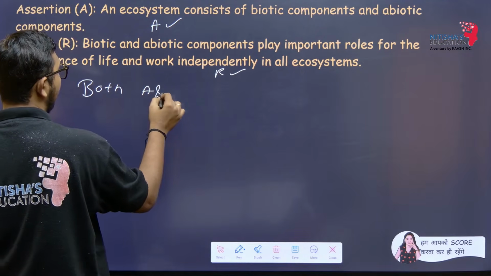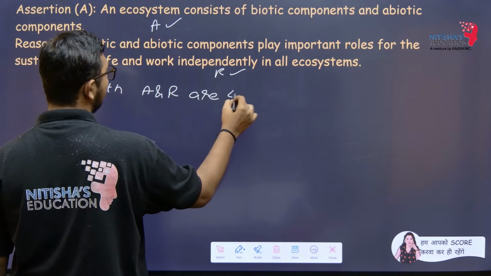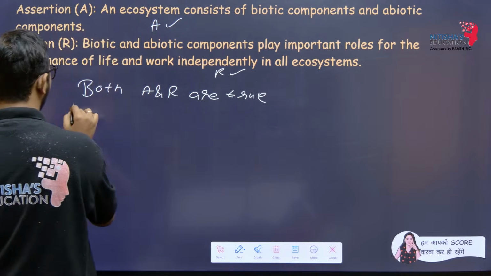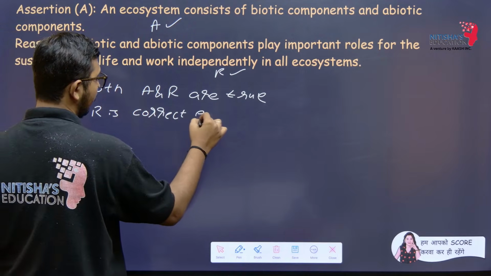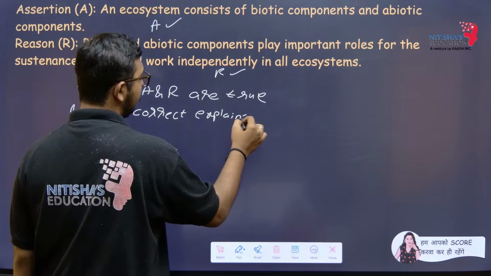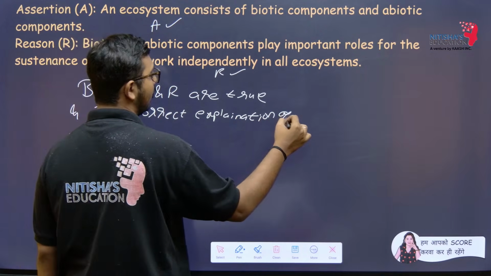Both assertion and reason are true, and reason is the correct explanation of A.